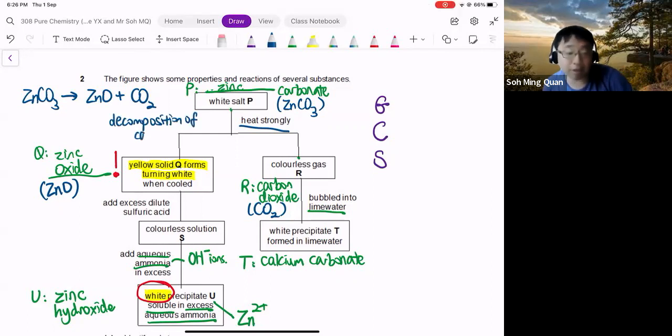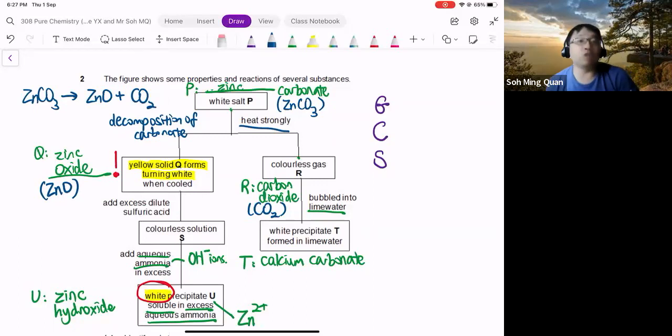Now, heat strongly, this is actually the decomposition of the carbonate. So later on, when you go back to your OneNote, under the notes, under the test for CO2, I actually wrote down which reactions produce CO2. There are only two reactions that produce CO2 in the lab, more or less. Acid plus carbonate, as well as decomposition of carbonate. So this is decomposition of zinc carbonate. Decomposition will produce CO2 gas as well as the metal oxide, which is zinc oxide in this case.